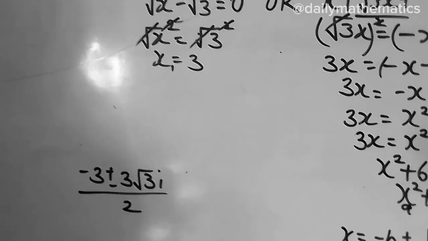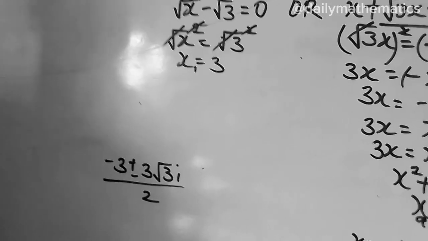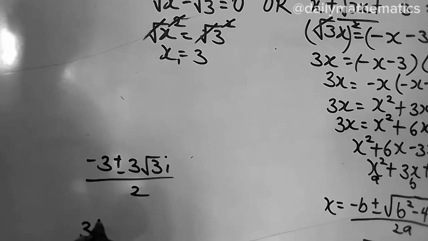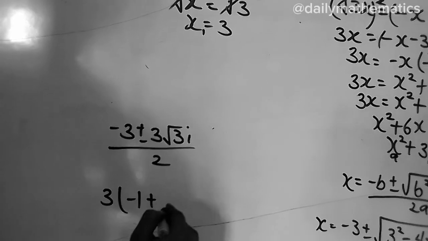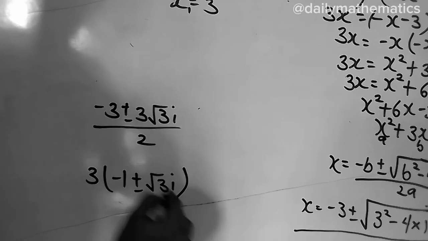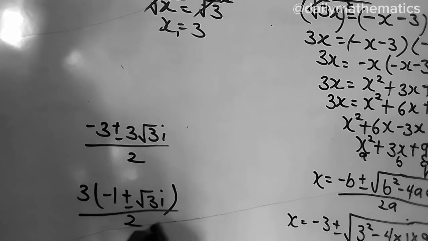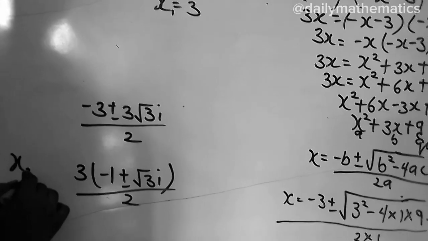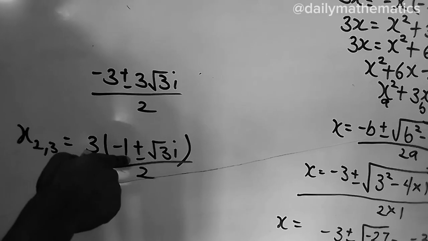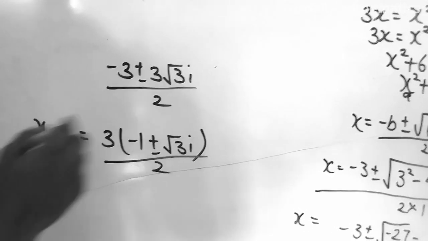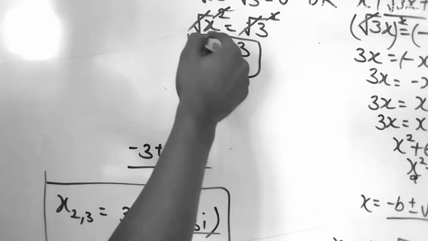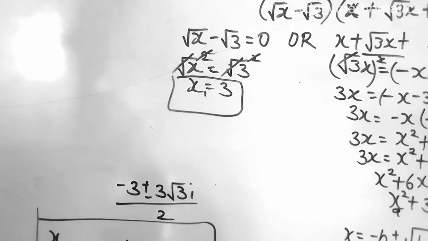From here we can just bring out 3, and we have 3 times (minus 1 plus or minus root 3 i) over 2. So this will be the value for x2 and x3, one will be plus and one will be minus. And this is the value for x1: x1 equals 3, and x2 and x3 is this answer.